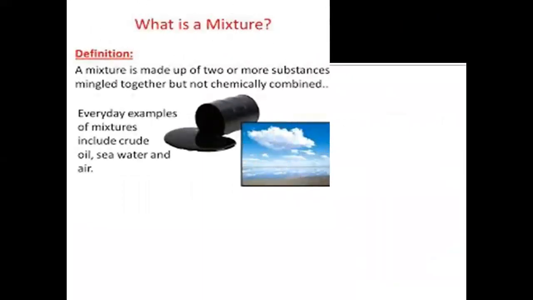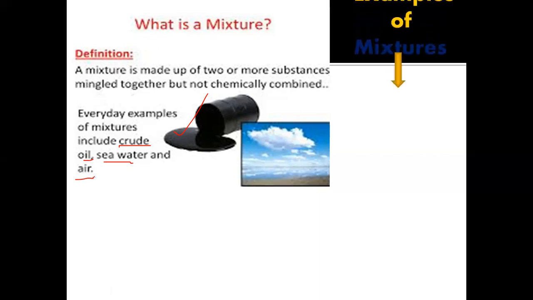We see in brief that a mixture is made up of two or more substances. As we have seen before, they are mingled together but not chemically combined. They are not chemically combined, but they are mixed up. Like we have the example of crude oil. This is crude oil which we get directly from underground, and then we clean it. We separate certain ingredients from it, and we can get pure oil, diesel, or petrol. Seawater and air are all mixtures. How they are mixtures, we will see later on.